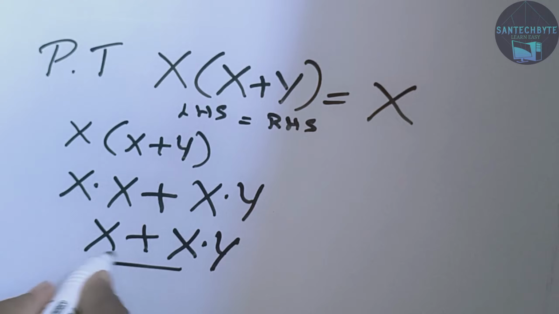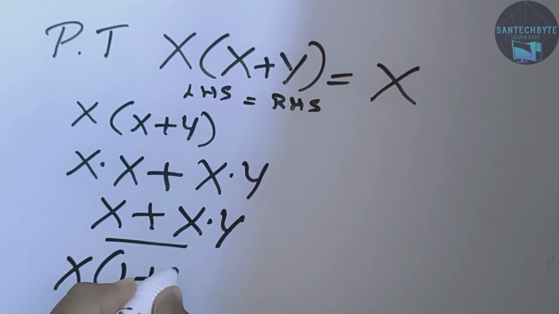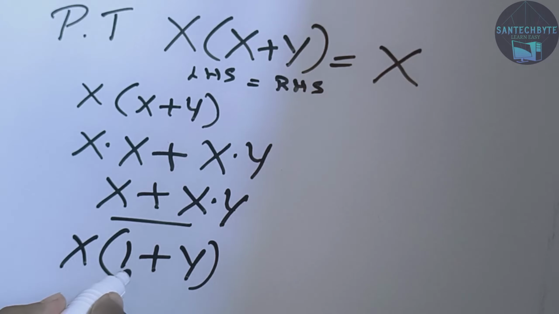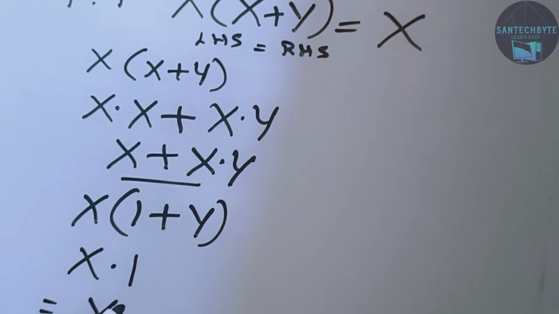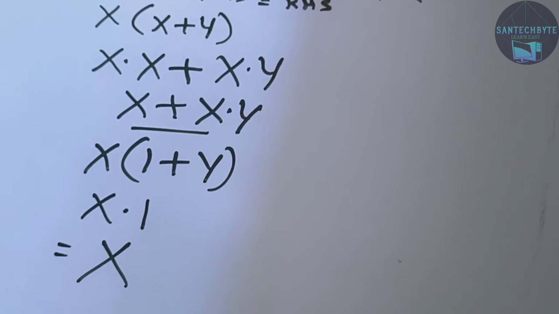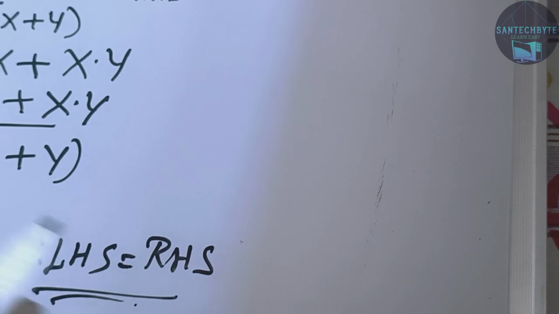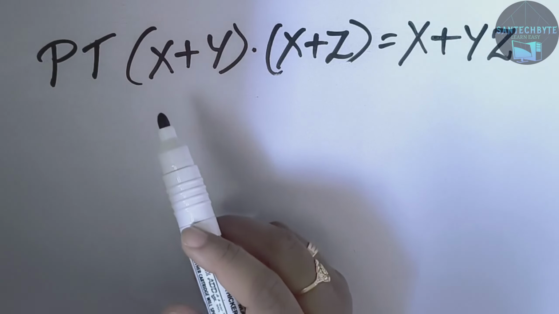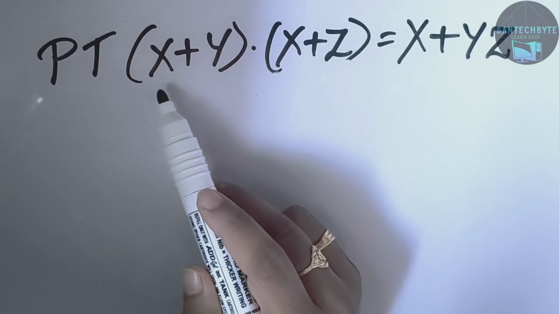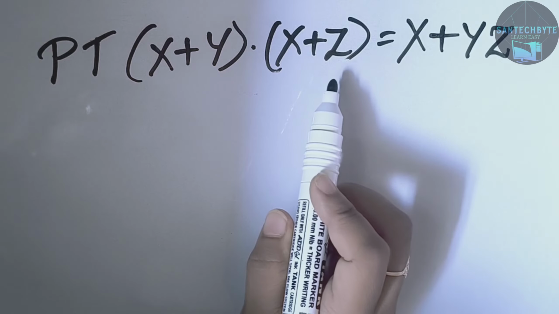Now in this you have to take X as common. This gives 1 or Y, because X is removed outside. We know that 1 or Y, the result is 1. So 1 and X. X and with any number is X itself. So now we can say that LHS is equal to RHS. Proved.